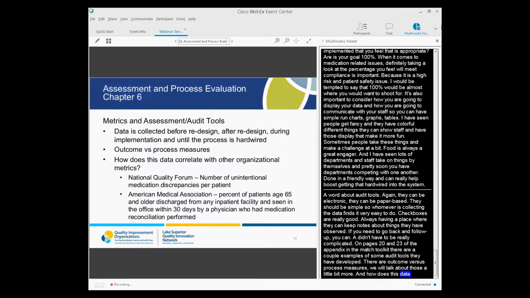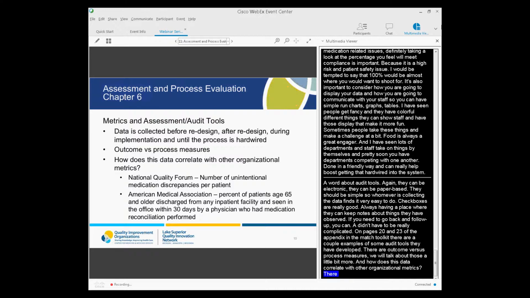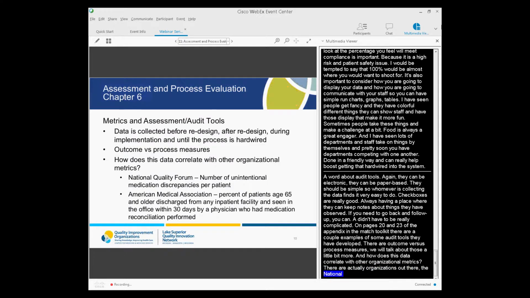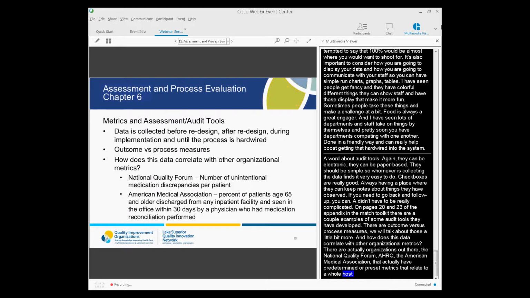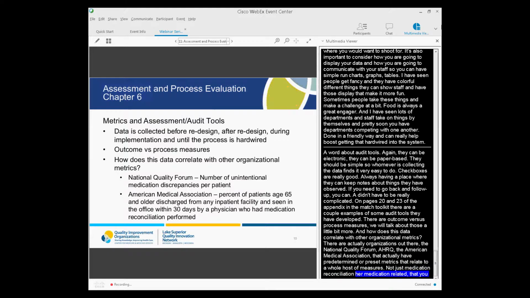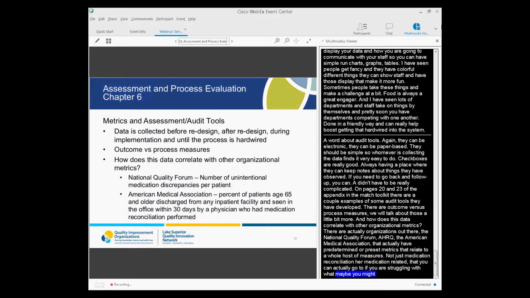So there are actually organizations out there, and I've named two, the National Quality Forum, AHRQ is another, the American Medical Association, that actually have predetermined or preset metrics that relate to a whole host of measures, not just medication reconciliation or medication related, that you can go to if you're struggling with what you might want to measure and what the numerator and denominator should look like. That can help you.